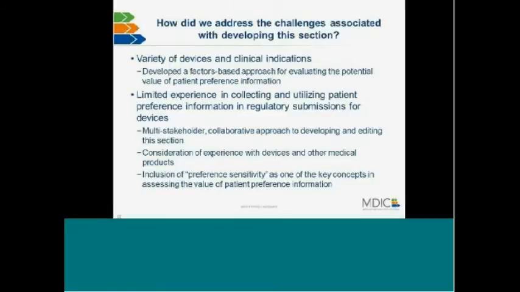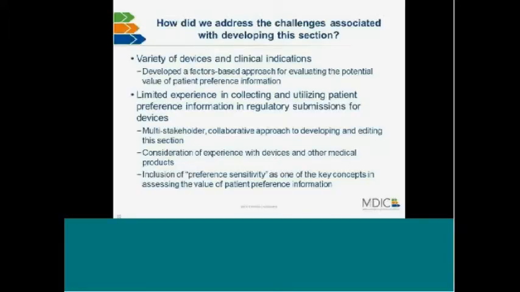So there were a few challenges involved in creating this section. I just thought I'd talk about those a little bit. First of all, in trying to decide when patient preference information would be valuable, there's just a huge diversity in devices and the kinds of clinical indications those devices can have.